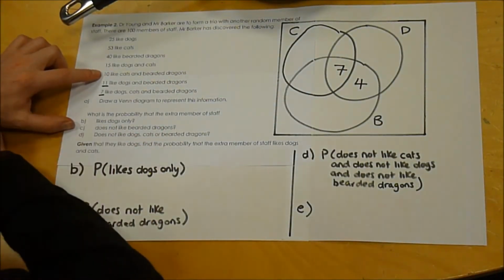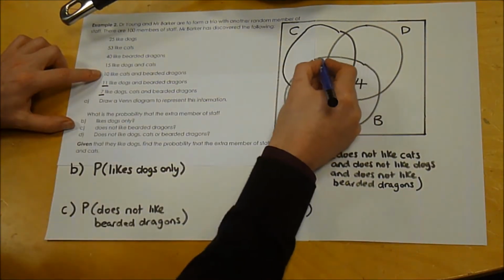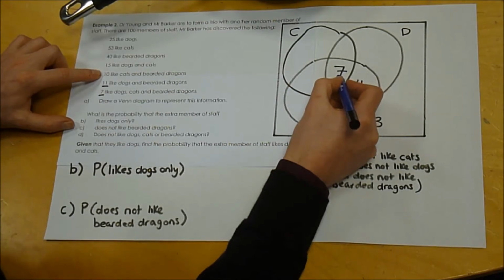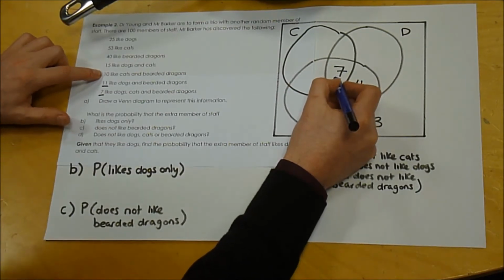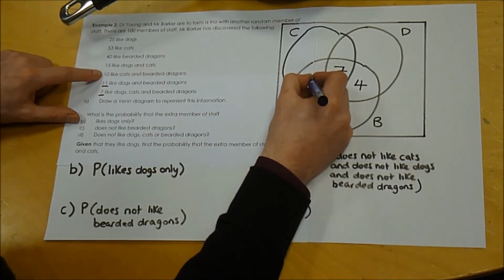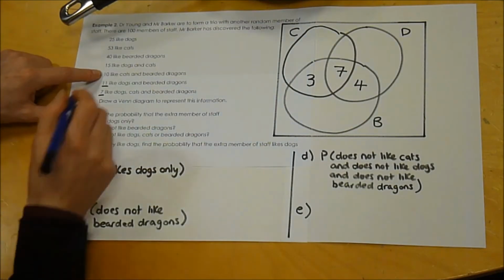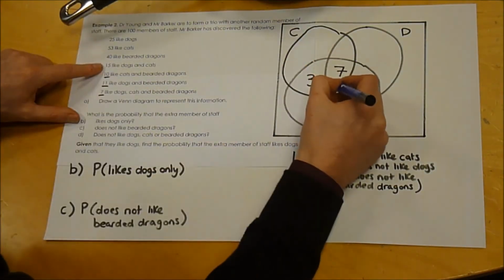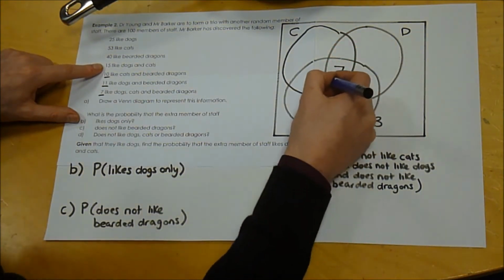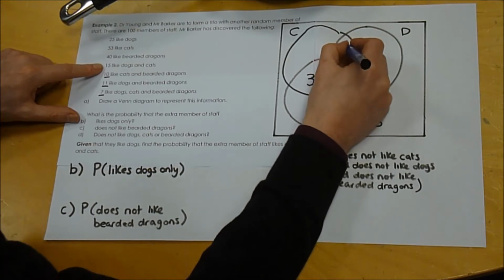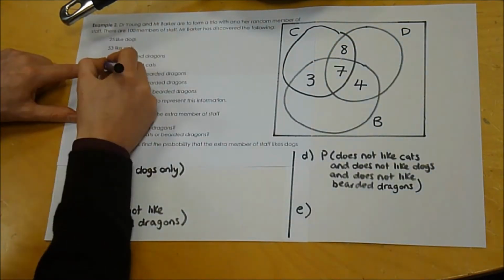So now let's look at cats and bearded dragons. Well, that's this section here. We've already included 7 of them, so now we want to say how many only like those things and not dogs as well. If we want there to be 10, we've got 7 of them, and so there must be 3 more. Finally, dogs and cats. Well, that's this section here. We want 15 in total. We've already got 7. 15 minus 7 leaves you with 8.